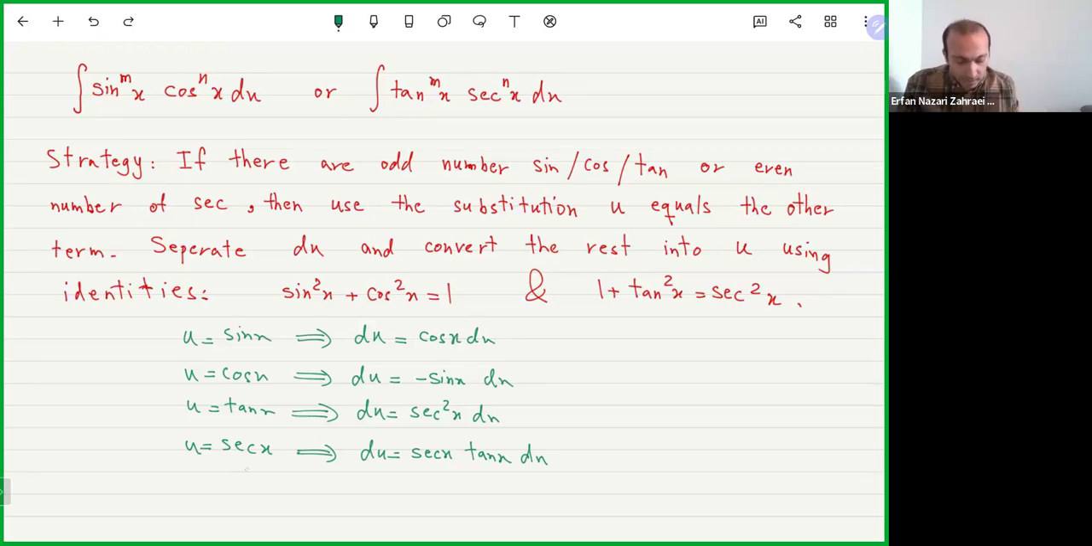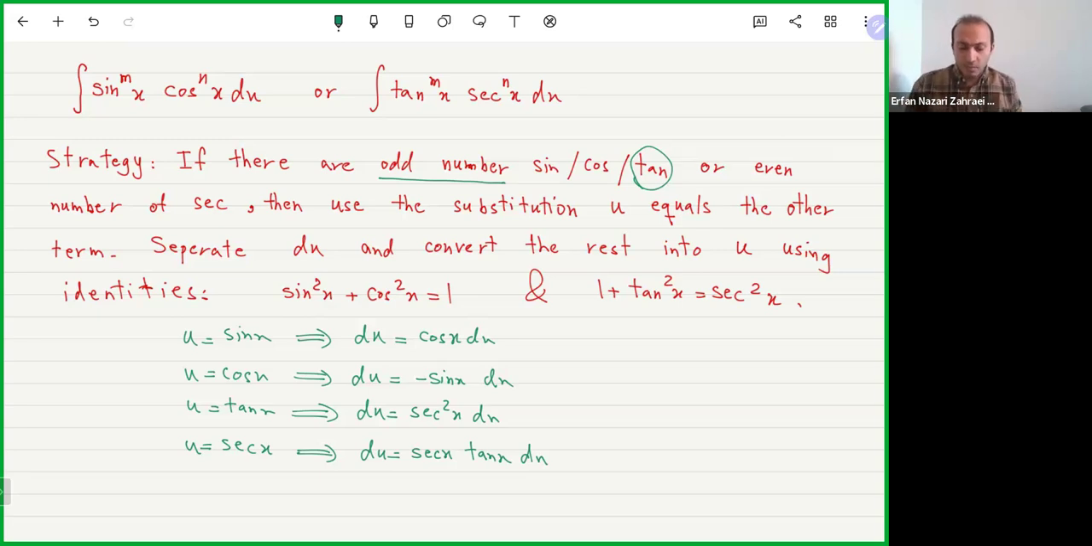Finally, for the last one, if u equals secant, once you want to use it, then you need to separate this and convert everything else into u. U is secant. So basically, this term is u itself. That's not a problem. The problem is converting the other terms into u. So I'm only interested in how many tangent I have. So there are odd number of tangent in the derivative of secant. So that means I need to have odd number of tangent to be able to use substitution u equals secant.